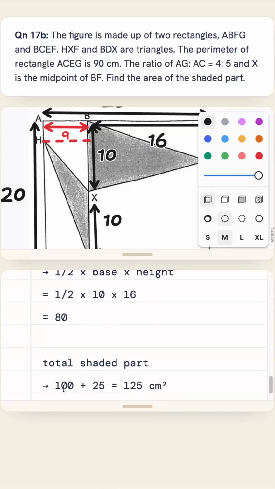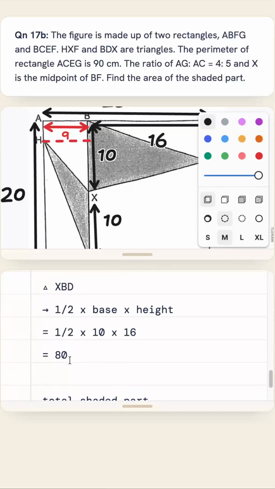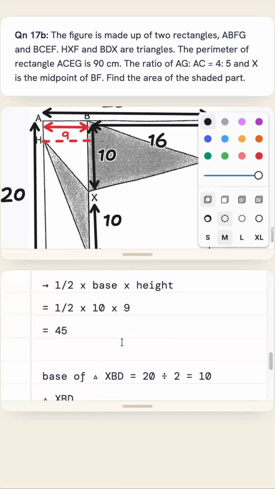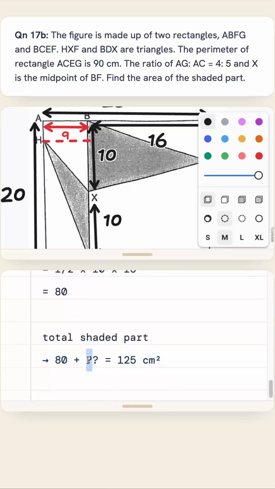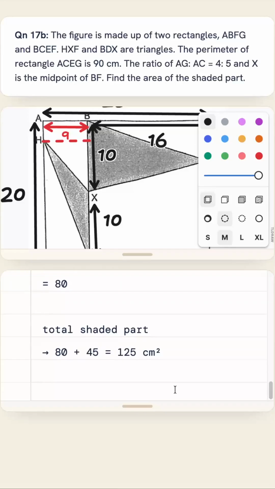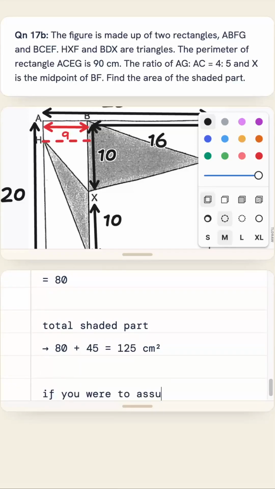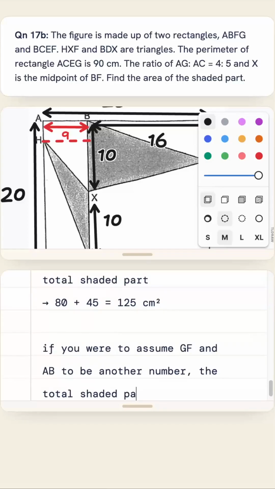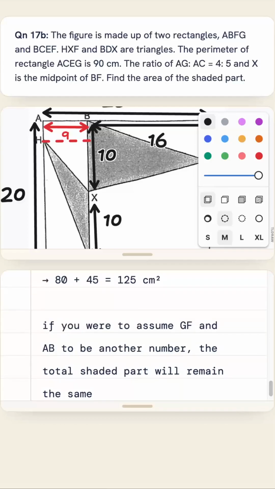So the total shaded area is no longer 100 plus 25. But I can prove to you that the shaded part remains the same. So in this case, we know the last part is 80, and we remember 45. So therefore, no matter what number you put, the total shaded area remains the same. If you assume another number, the total shaded part will remain. So therefore, the answer is 125 square centimeters.